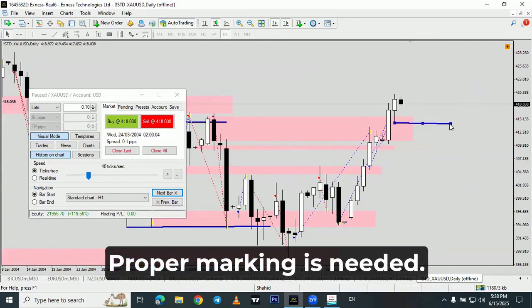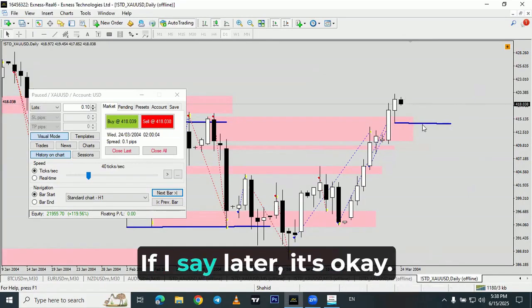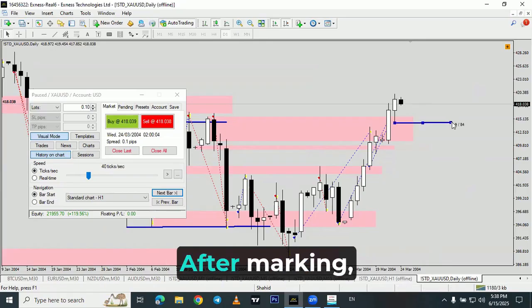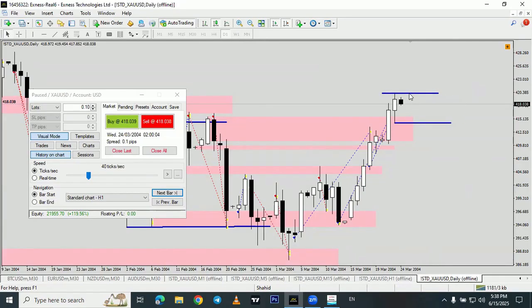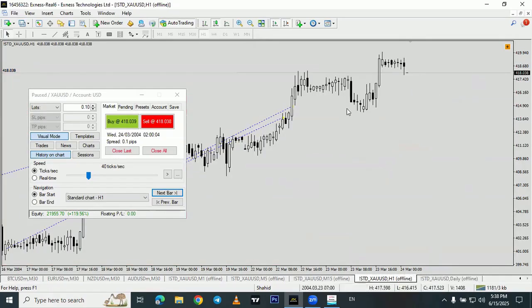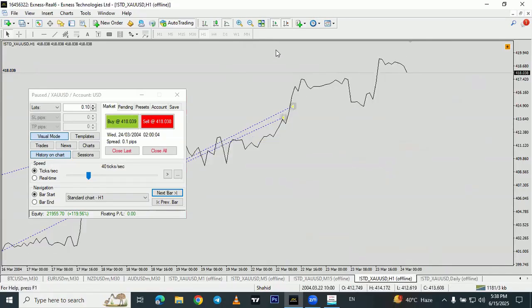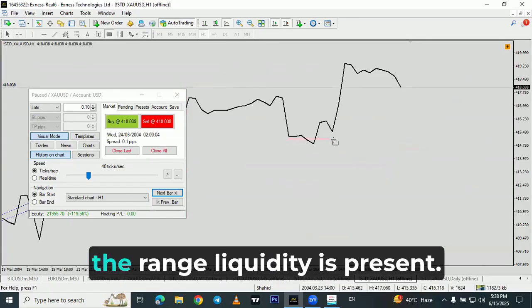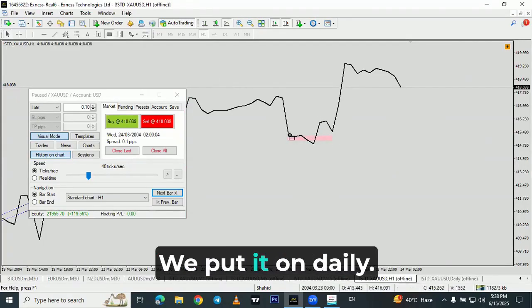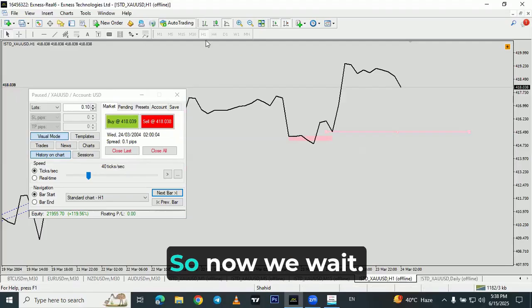We mark both here. Proper marking is needed. If I say later, it's okay. Here we mark both. After marking, we see sell side and buy side liquidity here. And here if you see there is sell side and buy side. Here the range liquidity is present. We put it on daily. The daily low is here. So now we wait.